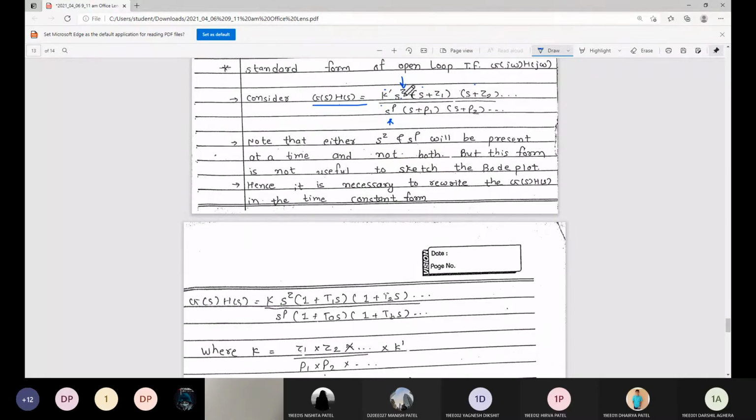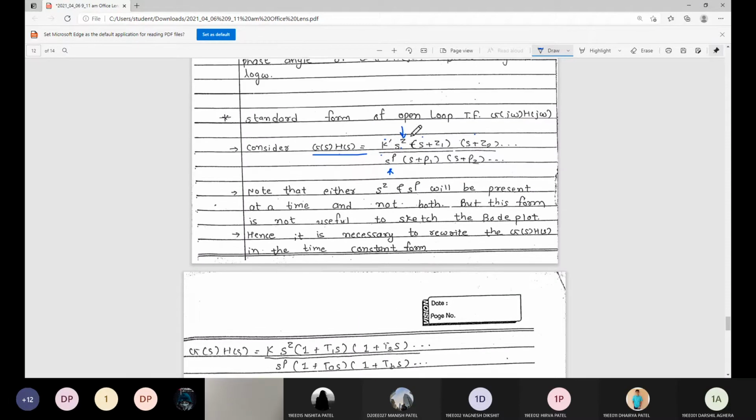Okay, now every time the equation will not be like this, because it might happen that s raised to z is 1 and s raised to p is 2. So one s is going to be cancelled out. So either s raised to z or s raised to p will be present at a time, and not both. But that form is not useful to sketch the Bode plot. So generally the form will not be like this; this cancels out.